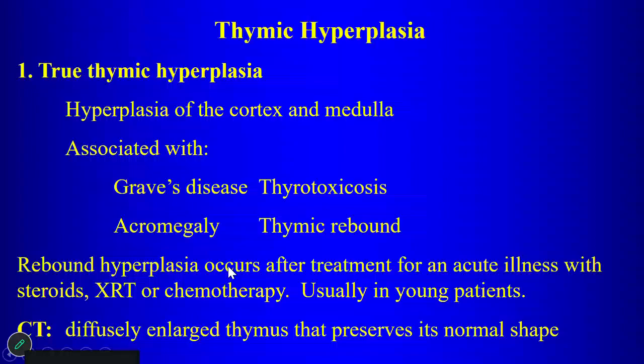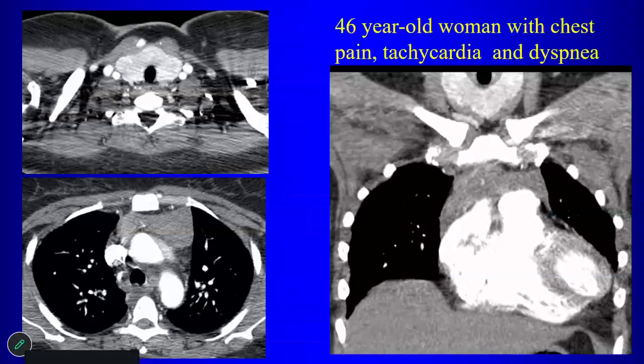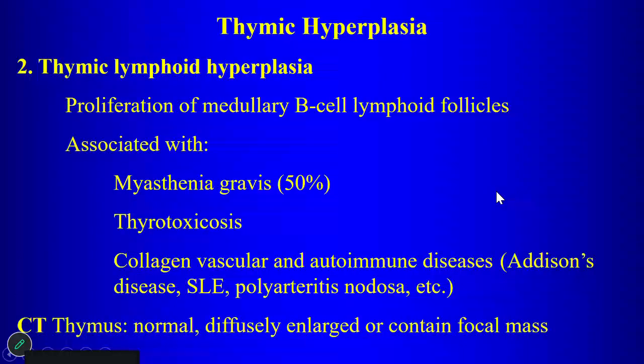Rebound hyperplasia also occurs after treatment for acute illnesses. It's more common in younger patients. So you'll see a diffusely enlarged thymus that preserves its normal shape. This appearance of the thymus kind of draping down over the anterior mediastinum, over the heart, is very typical of thymic hyperplasia.